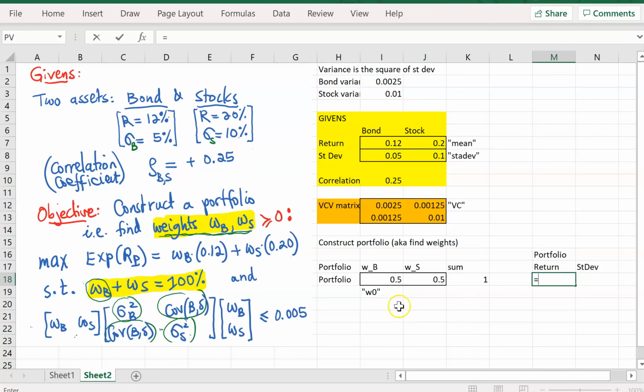So either I can start with the weight, so it's just W0, that was the weight, right? And then, oops, oh sorry, I messed it up.